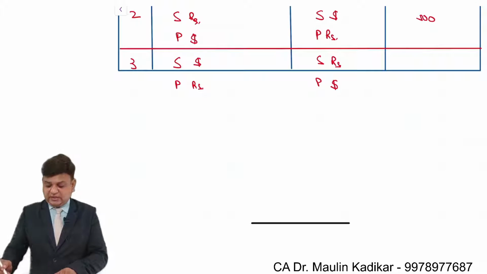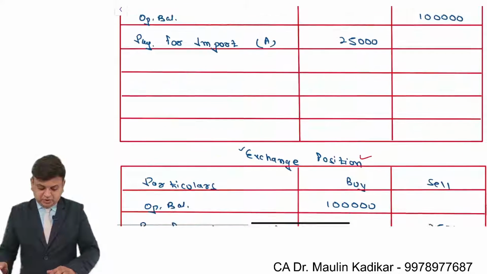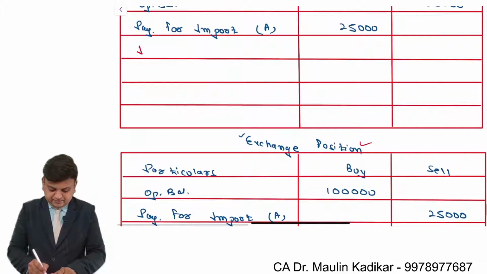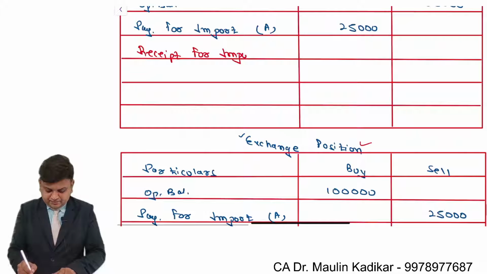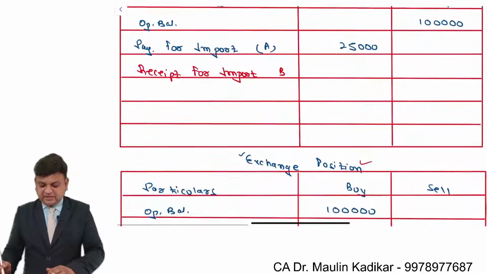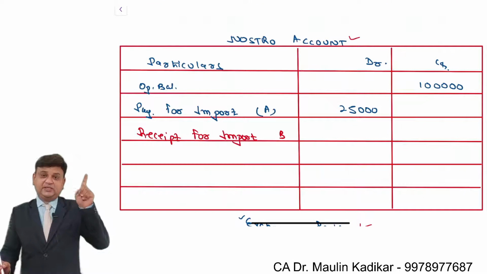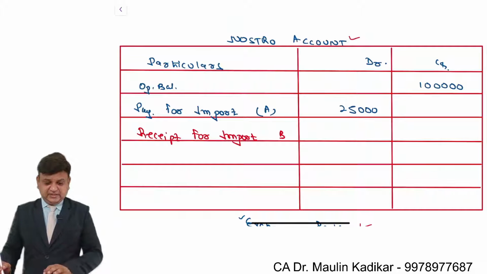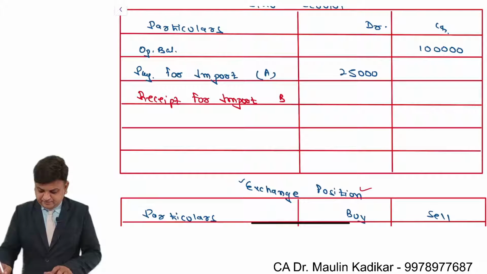Will it have an impact in the Nostro account? Yes. So we understand that's the receipt for import. So whatever the amount which is credited by the customer of the C Limited, with that the Nostro account will increase by an amount of $5,000.